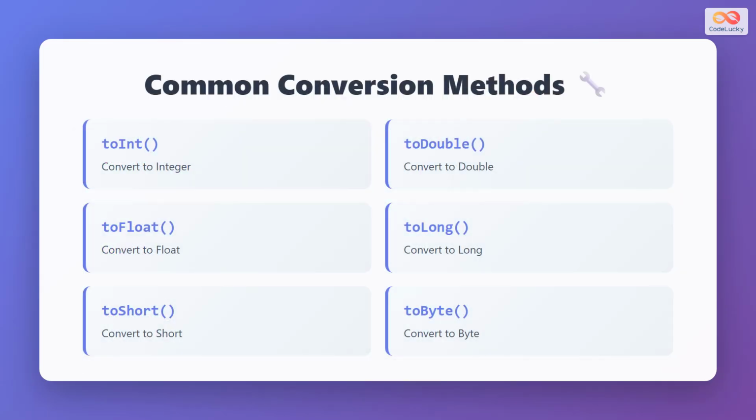Kotlin provides several conversion methods for numeric types. The toInt method converts values to integer. The toDouble method converts to double precision floating point. The toFloat method converts to single precision floating point. The toLong method converts to long integer for larger numbers. The toShort method converts to short integer for smaller ranges. And the toByte method converts to byte for the smallest integer type. Each method serves a specific purpose, depending on the range and precision you need.